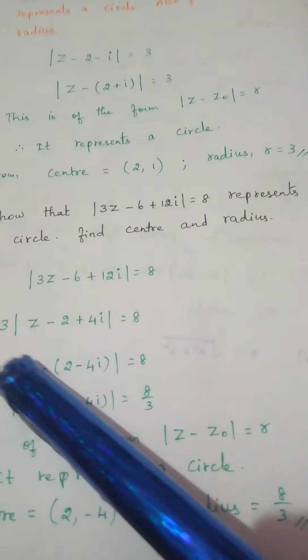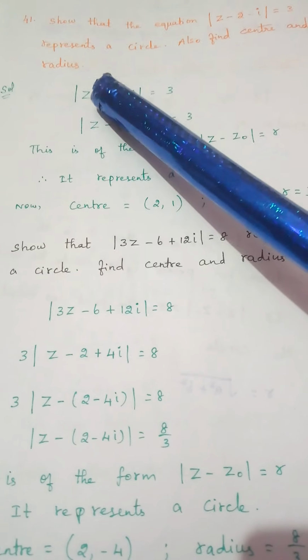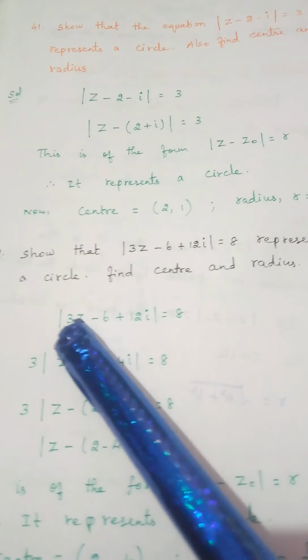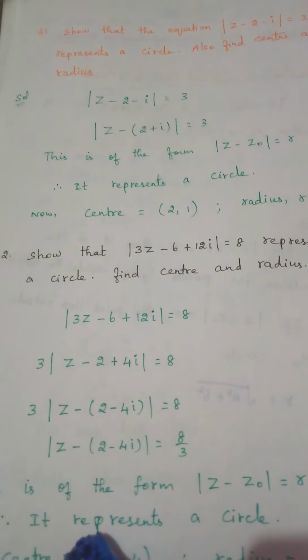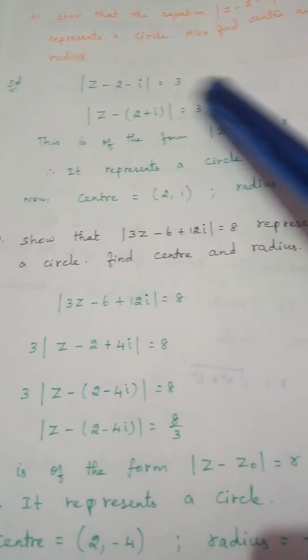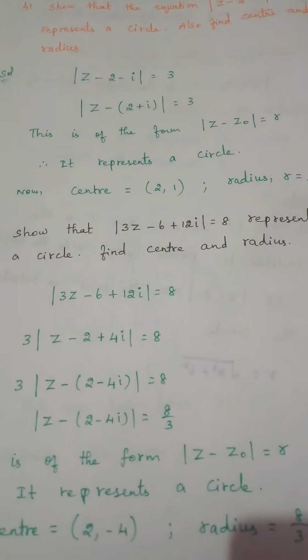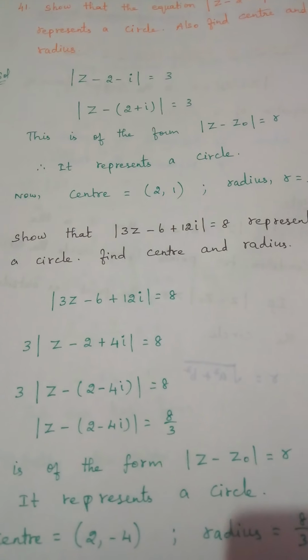What is the difference between these two sums? Here only z is present. Here 3z is present. That is the difference. If a number is present, we should take that as common and do it like this. If not, we can simply finish like this. I think you would have understood these two problems.